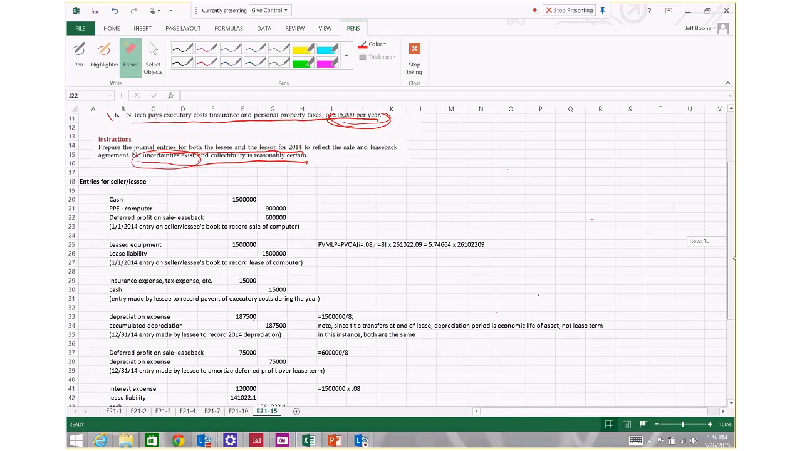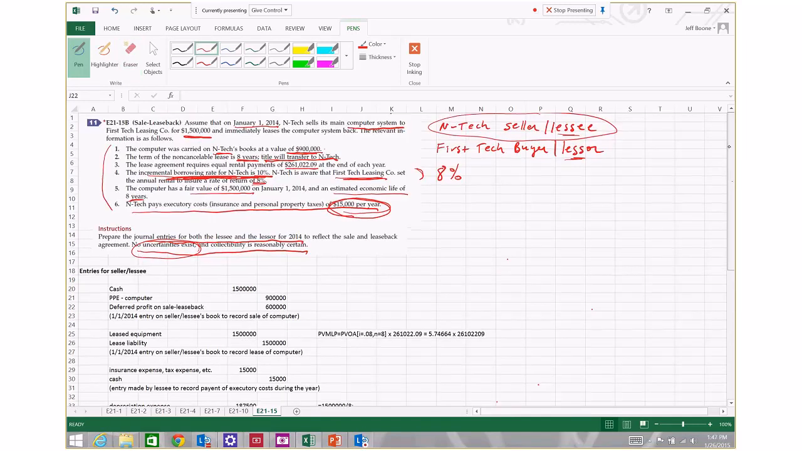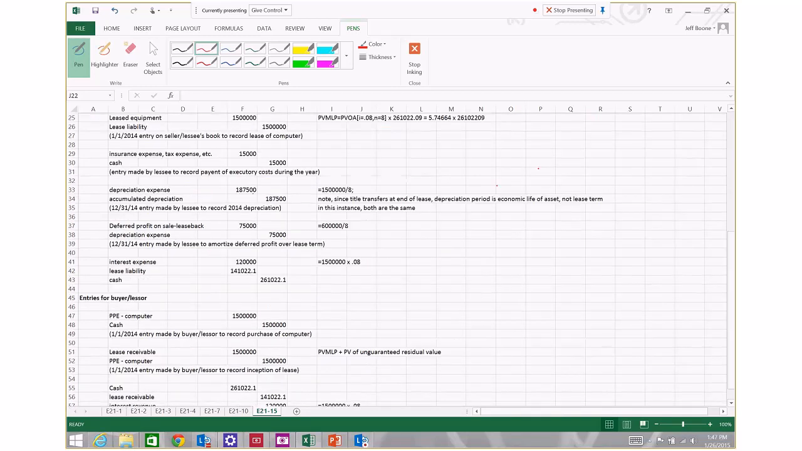Okay, so then I believe the lessee has one more entry to make, which is they've got to book the lease payment. The lease payment here, let's see, when does the lease payment occur? Does it occur at the end of each year? Okay, so this is present value of ordinary annuity. Yeah, we already decided that.